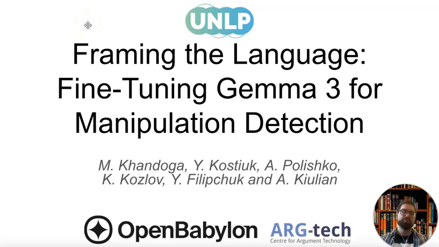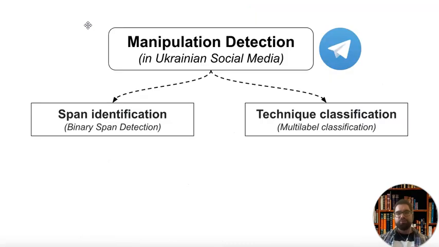Hello, my name is Yevhen Kostiuk, and today I'm going to present our paper, Framing the Language, Fine-Tuning Gemma 3 for Manipulation Detection. This paper explains our approach for the shared task in manipulation detection in Ukrainian social media, and it handles two subtasks of span identification and technique classification.